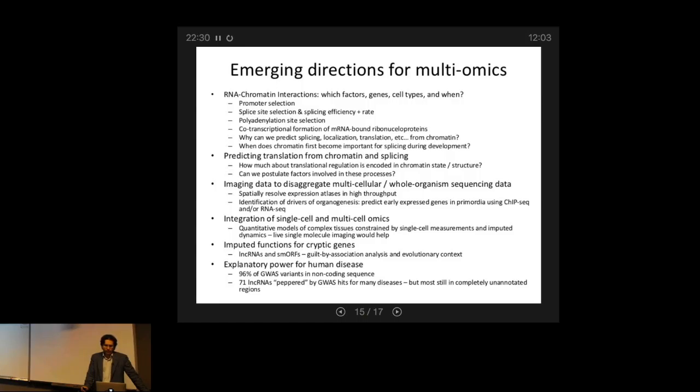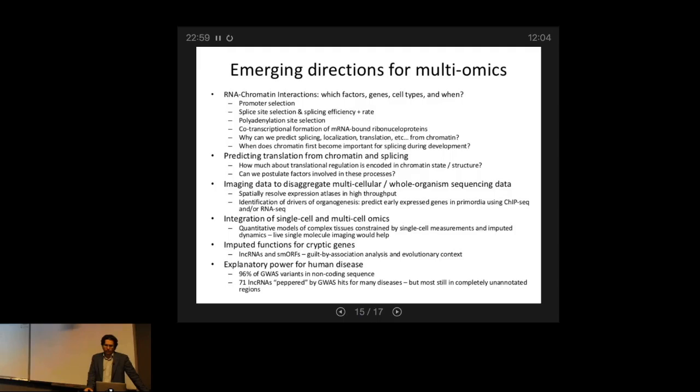It'd also be nice to look at, and of course, generally, why can we predict splicing, localization, translation, et cetera, from chromatin, getting down to the nitty-gritty and trying to build some engineering level models of why these processes happen, right? The fact that we can predict is old news. We've got to get to why we can predict. And part of that in zebrafish may be doing things like looking at existing mutants and seeing if we can explain some phenotypes that we've not previously been able to explain. I'll say more about that in a moment.